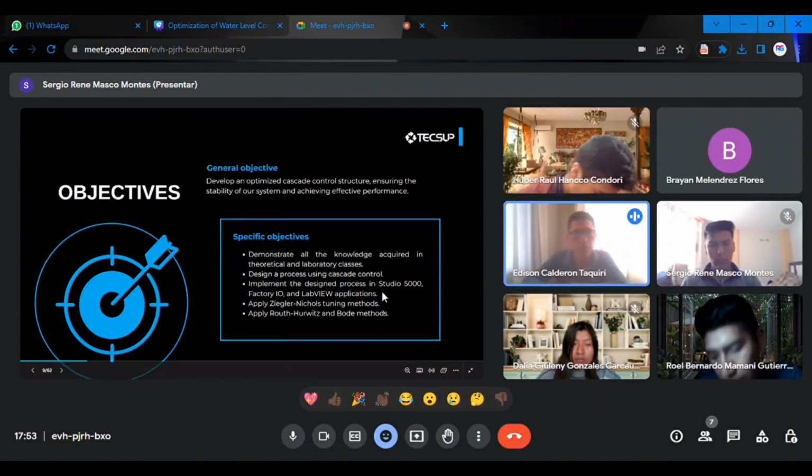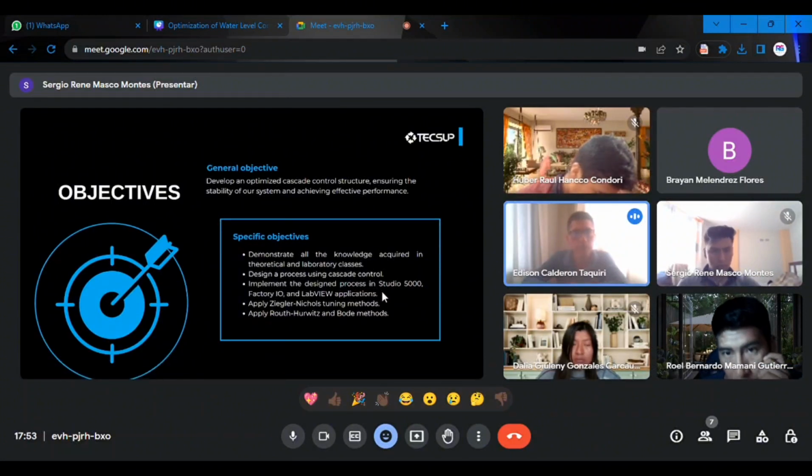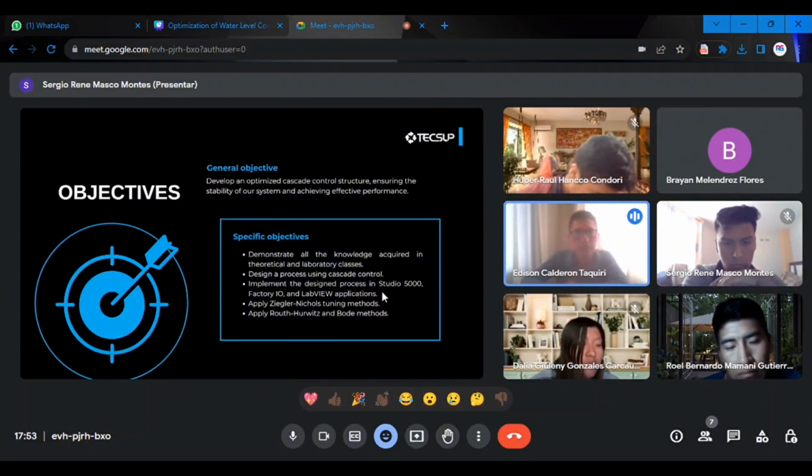Objectives. General objective: develop an optimal cascade control structure to ensure the stability of the system, achieving effective performance. Specific objectives.